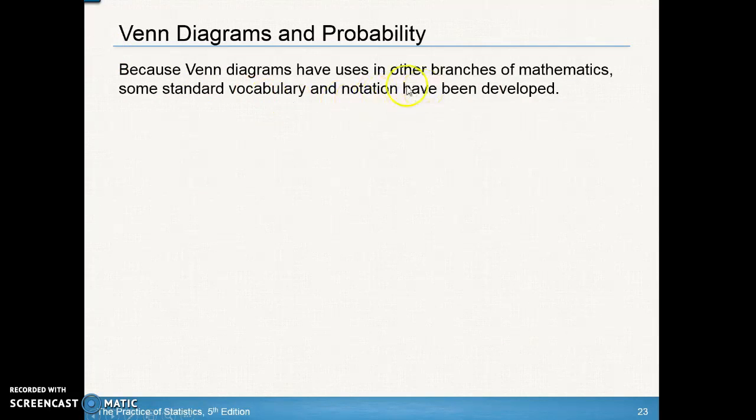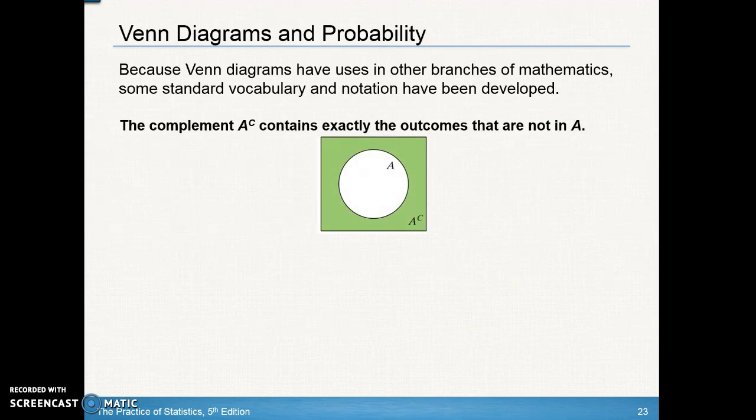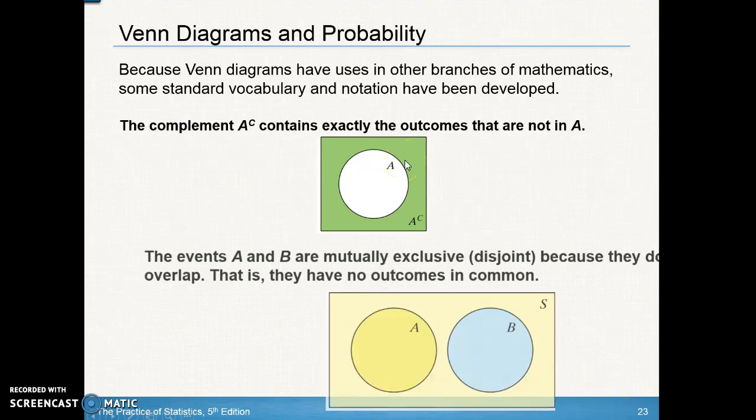Now, Venn diagrams have uses in other branches of mathematics, but there's some standard vocabulary and notation that have been developed. So Venn diagrams can be really useful. Tables are one useful way for finding probabilities. Venn diagrams are another really useful way for discussing probabilities. They give us a visual way to figure out probabilities. Now, we talked about complements in a previous slide. So if this is A, remember the complement is everything not in A. A little C means A complement, everything not in A. Here's A, everything not in A. Probability of rolling a sum of 5, not rolling a sum of 5.